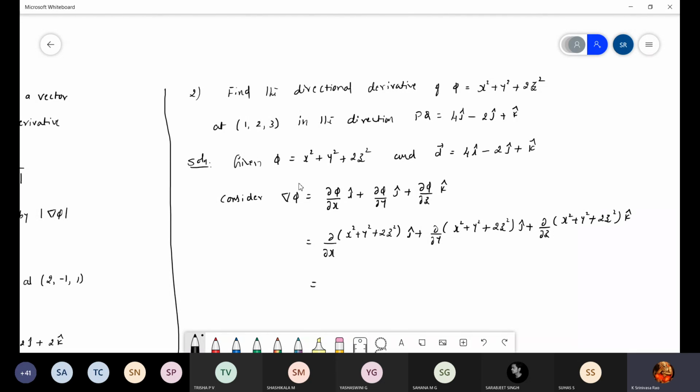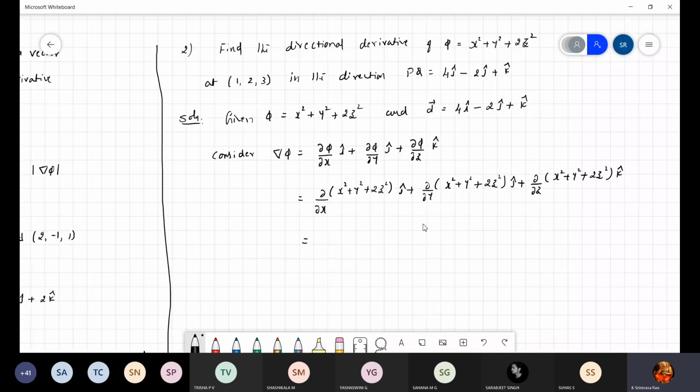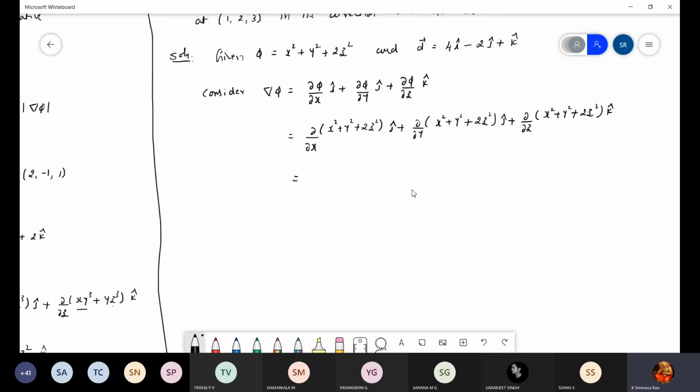Yes. Differentiate partially with respect to x. So x square differentiation is 2x, and the y and z terms are 0, because plus means they are separate terms. They are constant with respect to x. Just 2x i cap, plus similarly 2y j cap with respect to y, second term, only y square you have to differentiate, and third term, plus with respect to z, 4z. Is it right?